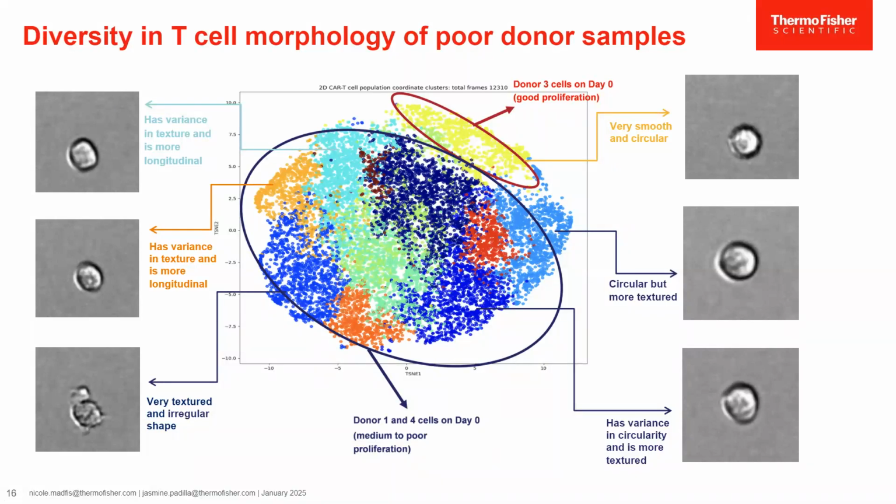This initial exploration of whether morphology parameters can correlate to expansion capacity revealed that certain morphology parameters, such as smoothness and circularity, as well as the heterogeneity of cell morphologies in the day zero population, can potentially offer information about how the cell may behave in the future.